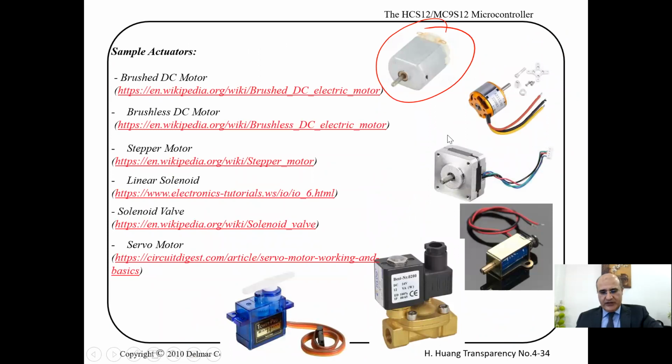Sample actuators. I thought to show you some sample actuators, although it's not part of the course. We used the DC motor last time. This is called a brushed DC motor, and I provided some links to show you some animations of how these work. But these are brushed DC motors, just like the one we saw last time.